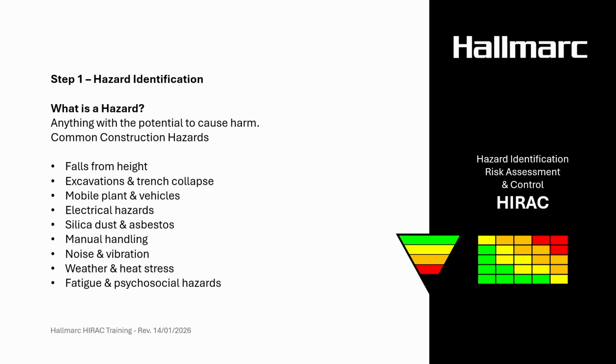Hazard identification. So what is a hazard? It's anything with the potential to cause harm. Some common construction hazards include falls from height, excavation and trench collapse, mobile plant and vehicles, electrical hazards, silica dust and asbestos, manual handling, noise and vibration, weather and heat stress, and fatigue and psychosocial hazards.